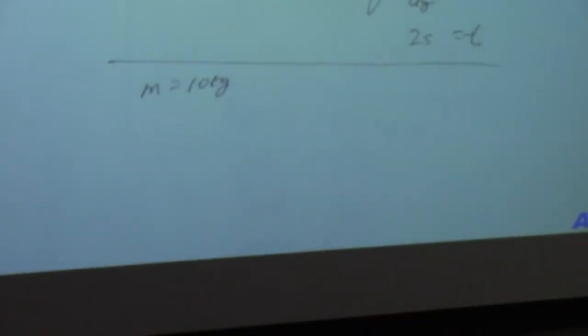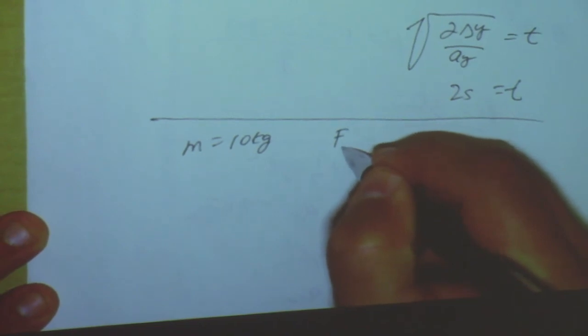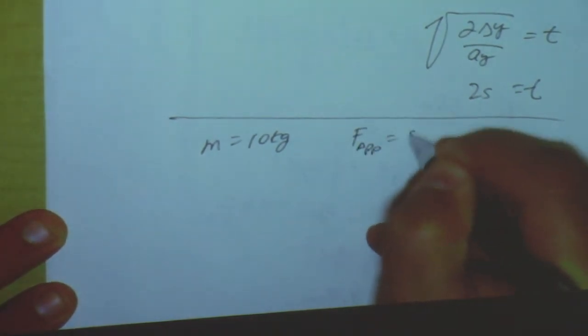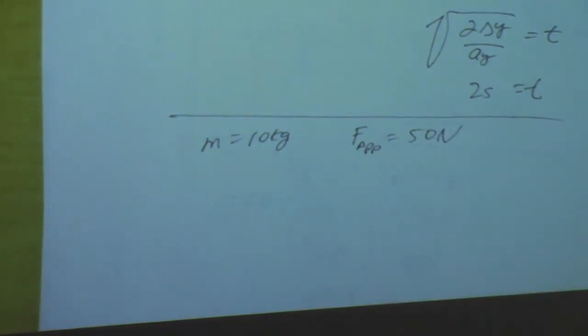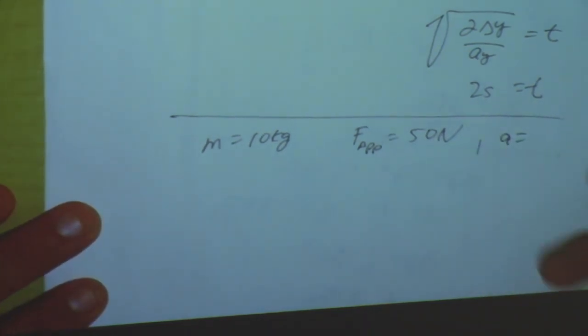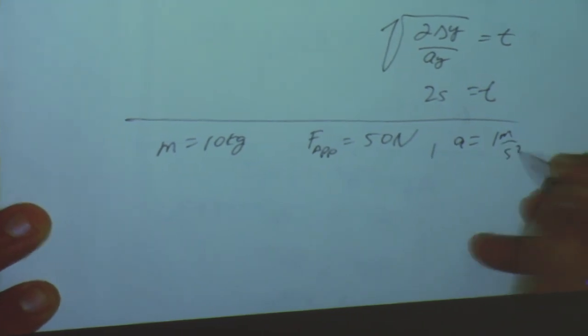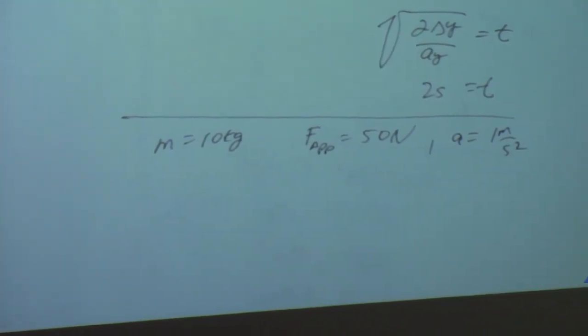The other maybe honorable mention one I can talk about is number 10. An object of mass 10 kilograms is pulled on a horizontal surface by a force of 50 newtons to the right. I'll just call it the applied force: 50 newtons to the right. The object is accelerating at 1 meter per second squared. What is the frictional force?